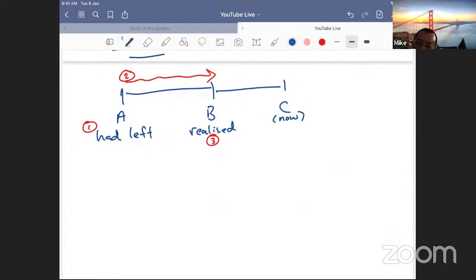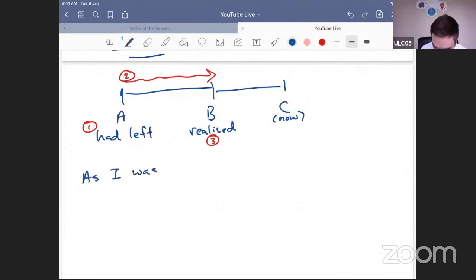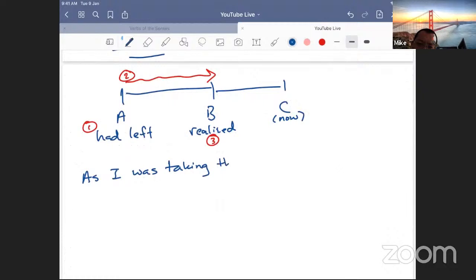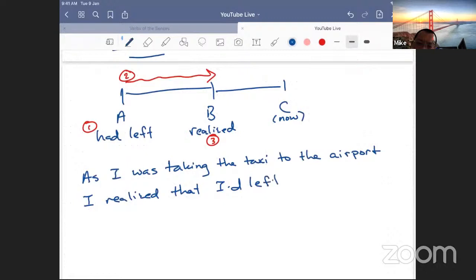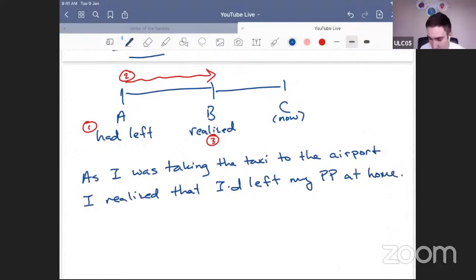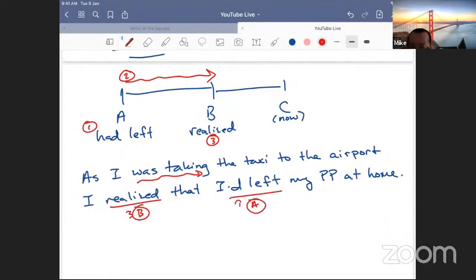So I can say, as I was taking a taxi to the airport, I realized that I had left my passport. So as I was taking the taxi, that's continuous, right? I realized, this is number 3 or B, that I had left my passport at home.